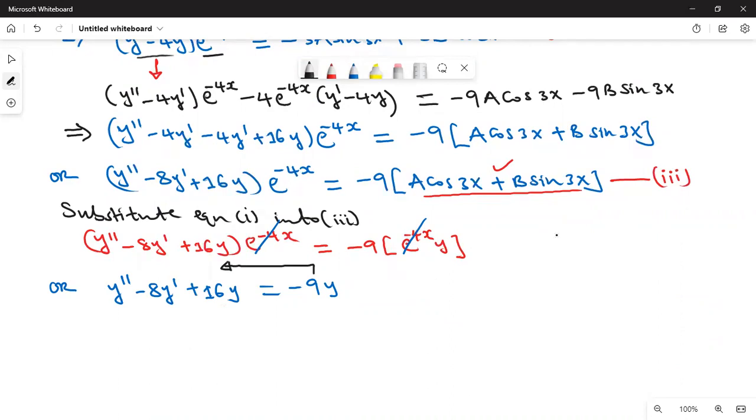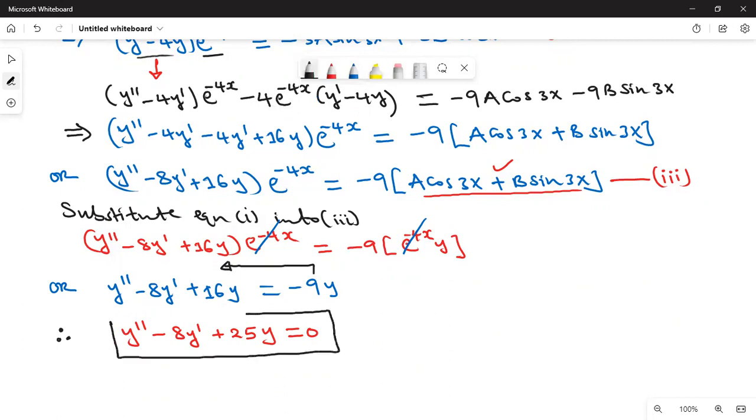16 plus 9 will be 25. So therefore, we have y'' − 8y' + 25y is equal to 0. Look at that equation. That is an ODE. You can see we have managed to eliminate the essential arbitrary constants. So this is the required ODE. You can bracket it.